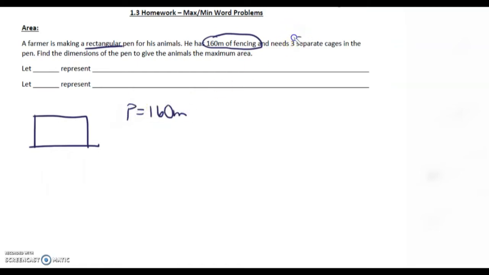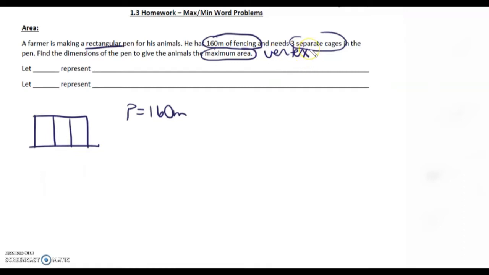And he needs 3 separate cages in the pen. So I'm going to do it adjacent to the smaller side. Usually it says, but that's kind of like the rule of thumb. Okay. Find the dimensions of the pen to give the animals the maximum area. So as soon as you see maximum area, we're trying to find a vertex.